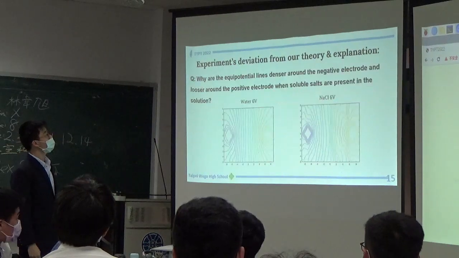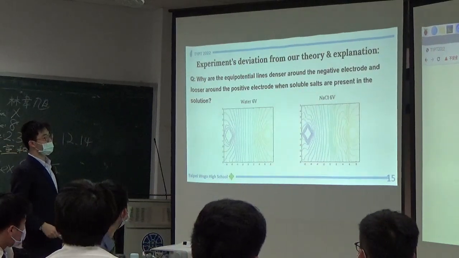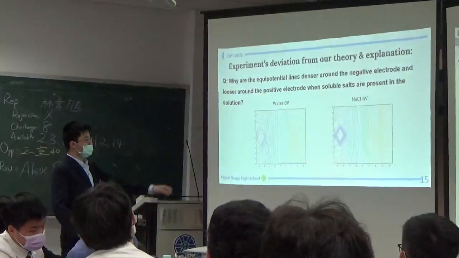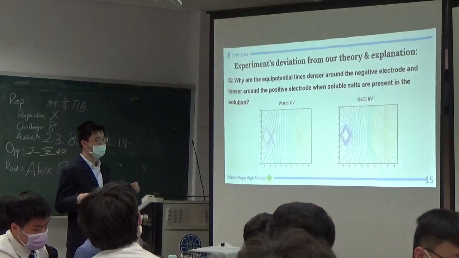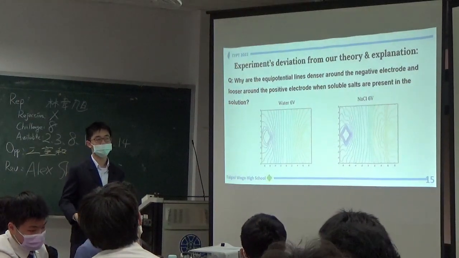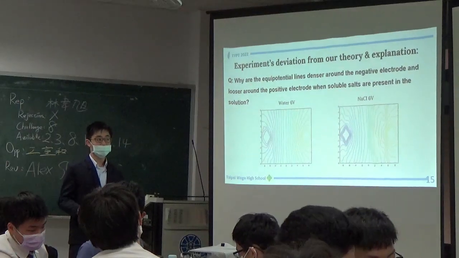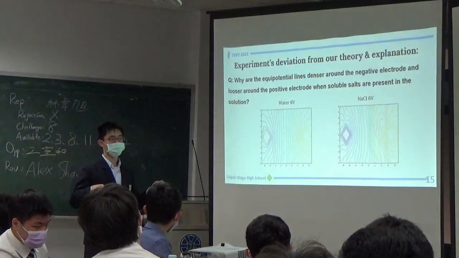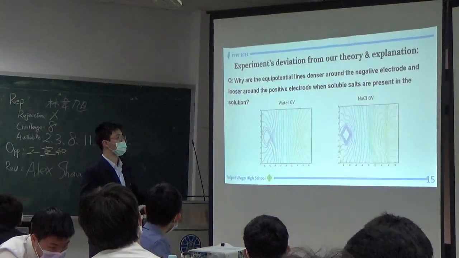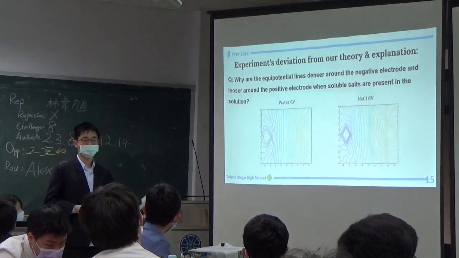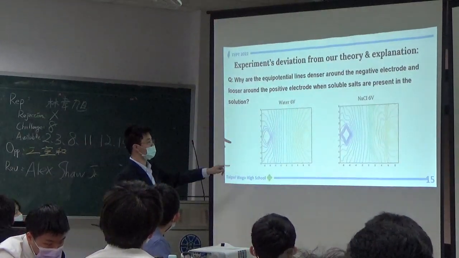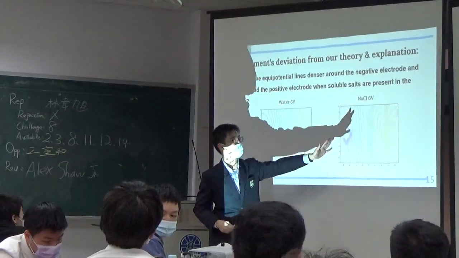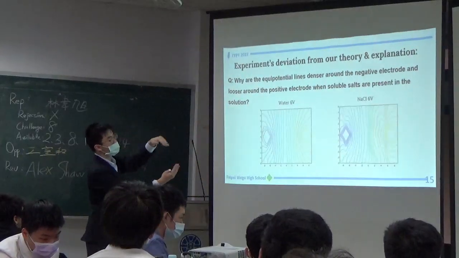Next one. And why are the equal potential lines denser around the negative electrode? This is a very interesting question, and we believe that this is because when we perform electrolysis on potassium chloride, for example, we're actually electrolyzing water because of the reduction potential and oxidizing potential differences. However, because the electrode is metal, the negative electrode will have hydroxides precipitating out, whereas the other side won't. So the conductivity here will be better, and this side will be worse. So the equal potential lines will come this way.